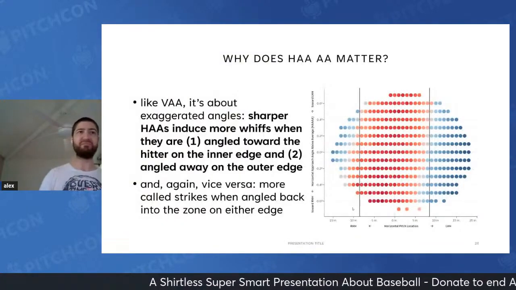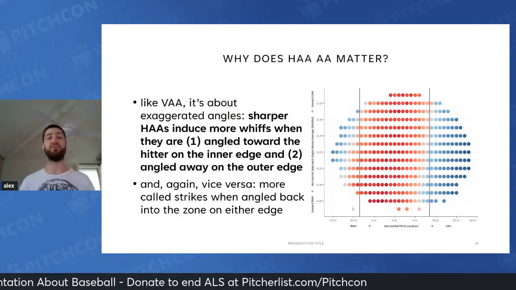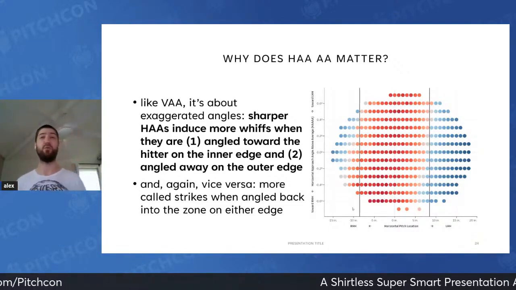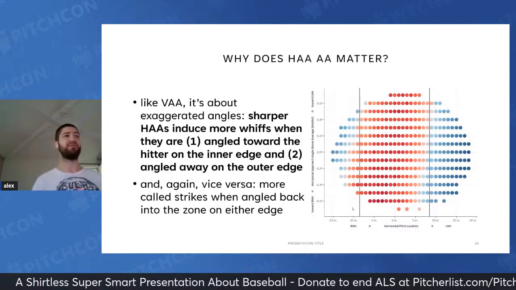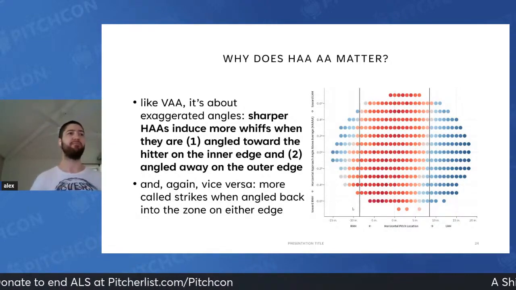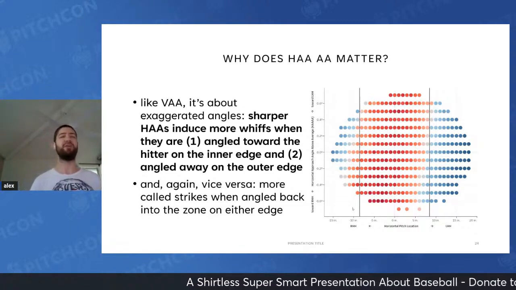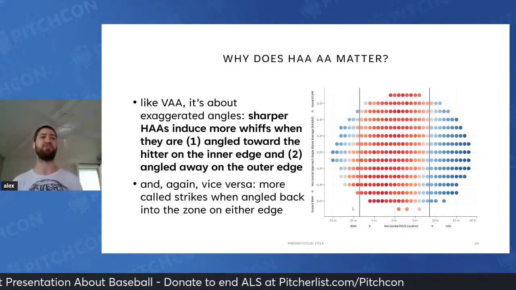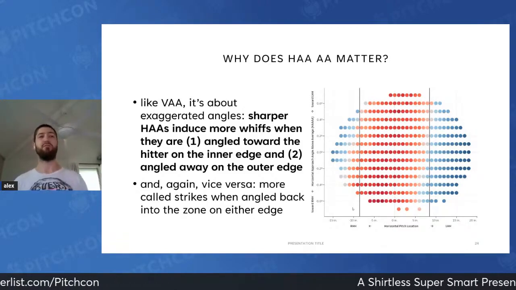But you can do the same thing with horizontal approach angle that you can with VAA. You can adjust it for all those things, and you can normalize it. And we can get pluses and minuses. We can get distance from average. And we can come to the same conclusions, which is that basically sharper angles toward the hitter on the inner edge or away from the hitter on the outer edge produce more whiffs. And sharper angles away from the hitter on the inner edge and toward the hitter on the outer edge will induce more called strikes. And that's just a product of the more exaggerated angles creating more exaggerated outcomes.